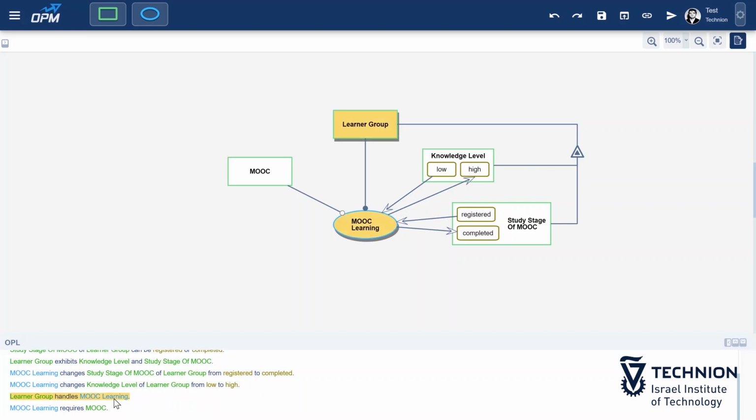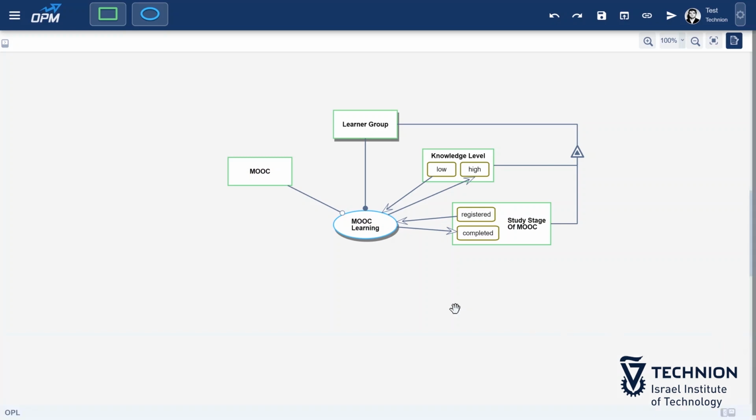The agent of the MOOC learning process is learner group. In OPL, learner group handles MOOC learning. The instrument of the main process is the MOOC. MOOC learning requires MOOC. MOOC is also the benefit-providing object in our system.